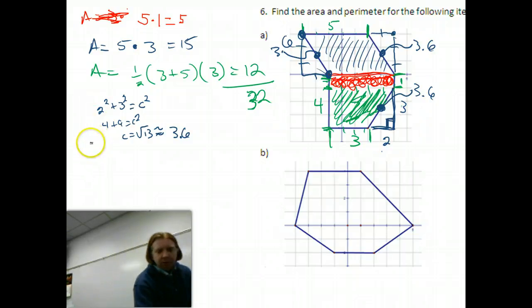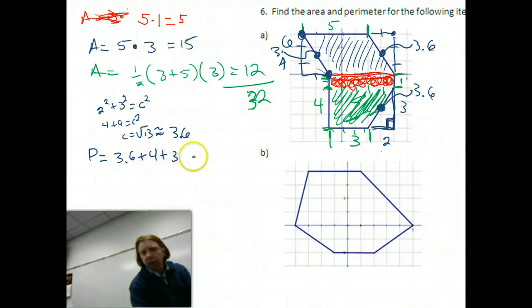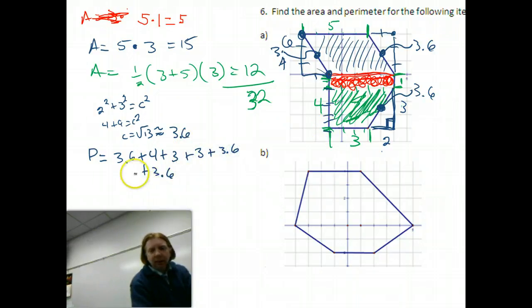So when I go to do the perimeter for this problem, I'm going to work my way around starting here. It's going to be 3.6 plus 4 plus 3. That is 4, right? Or did I miscount? 1, 2, 3. Wait. 1, 2, 3, 4. Good. 4. Plus 3 plus 3 plus 3.6 plus 3.6. Again, oh, don't forget that plus 1, and then plus 5.